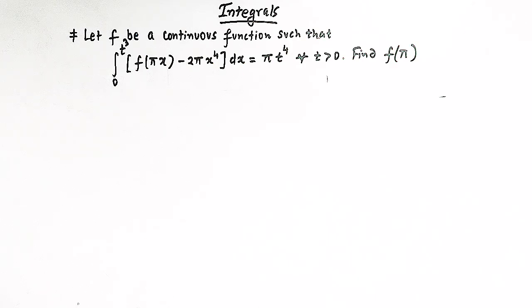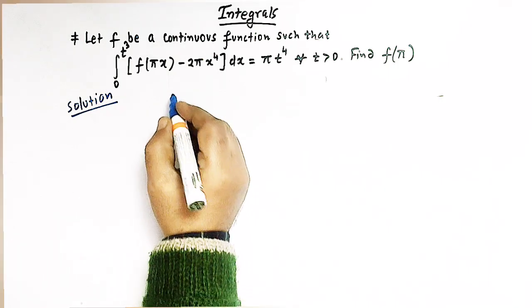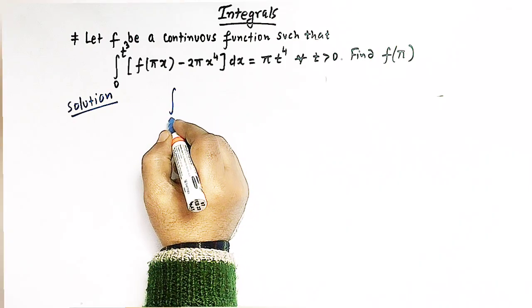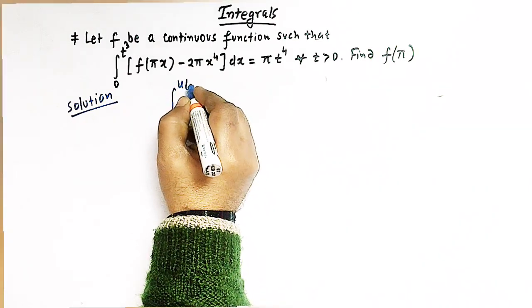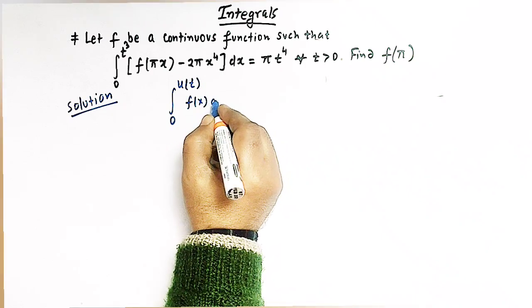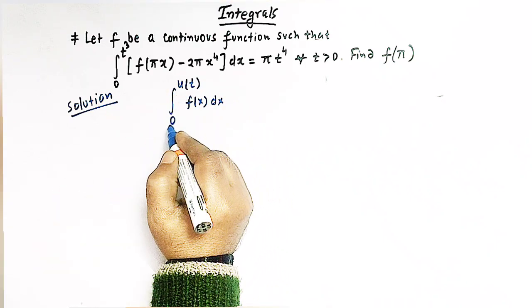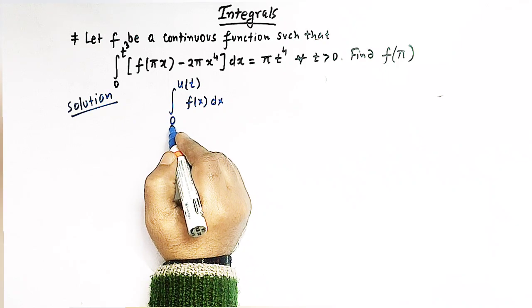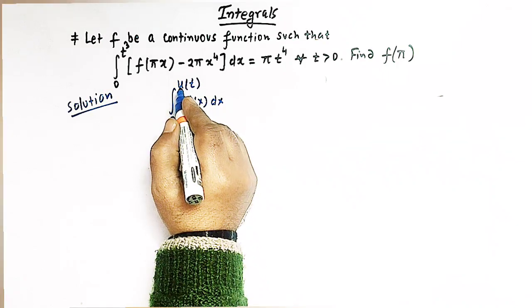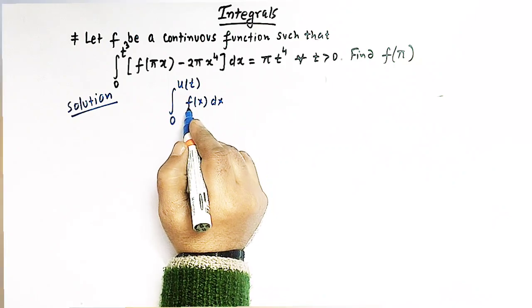So let us start. So let us first quickly see the definition of Leibniz integral rule. Suppose we have an integral from 0 to u of t, and here we have a function, say f of x and dx, right? So here we are given an integral where the lower limit is 0 and the upper limit is a function of t, and the integrand is a function of x.